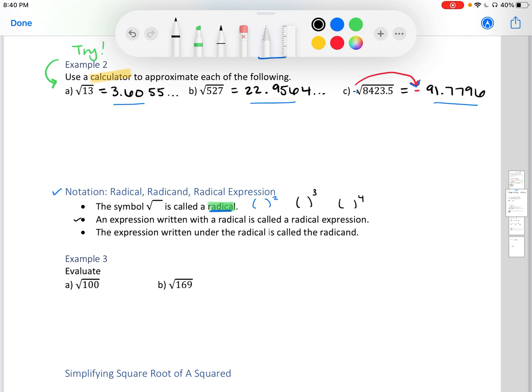An expression written with a radical is called a radical expression. Remember, expression is a combination of letters and numbers. So we can have something like the square root of x plus 1. This would be called a radical expression. The expression written under the radical is called the radicand. So, for example, this right here is called the radicand. It's what's inside the radical.